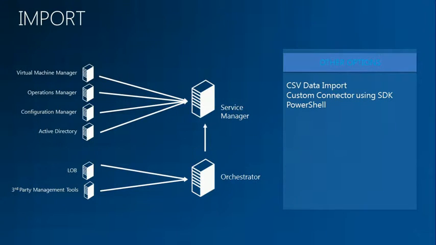And we also have some other options for getting data into the CMDB. You can use CSV data file imports. So you create a CSV data file, you create a mapping file that tells us where to put the data, and we'll insert that data either on a one-time basis on demand, or you can set it up to run on a schedule. You can also create custom connectors using the SDK to insert data in. And we also have PowerShell commandlets that you can use to insert or update information in the Service Manager database.